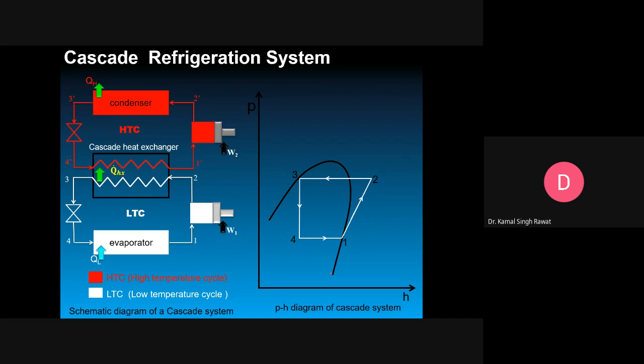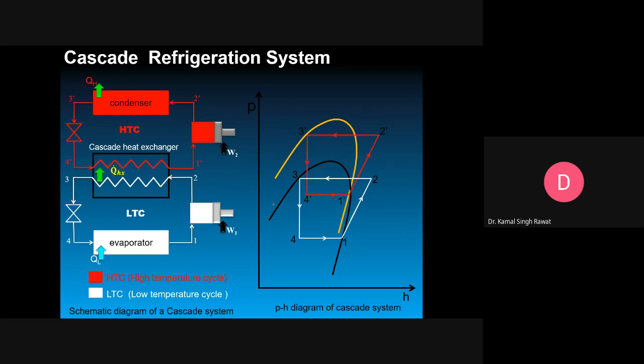Now we will plot the liquid vapor dome and the cycle for the higher temperature circuit also. So this is the liquid vapor dome for the ammonia or higher temperature circuit refrigerant. And the cycle is 1 dash, 2 dash, 3 dash, 4 dash. 1 dash to 2 dash isentropic compression, 2 dash to 3 dash isobaric heat rejection, 3 dash to 4 dash isenthalpic expansion, and 4 dash to 1 dash isobaric heat absorption. So the amount of heat rejected by the lower temperature circuit is absorbed by the higher temperature circuit.